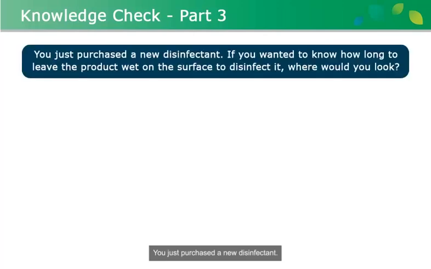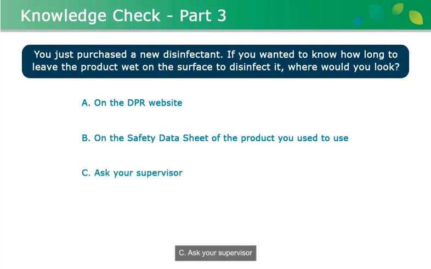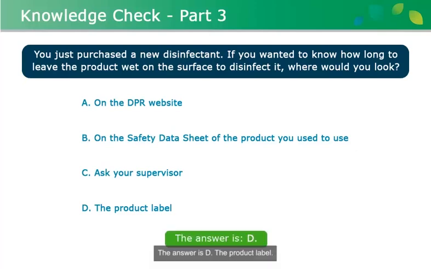Knowledge Check Part 3. You just purchased a new disinfectant. You want to know how long to leave the product wet on a surface to disinfect it. Where would you look? A. On the DPR website. B. On the safety data sheet for the product you used to use. C. Ask your supervisor. D. The product label. The answer is D. The product label.